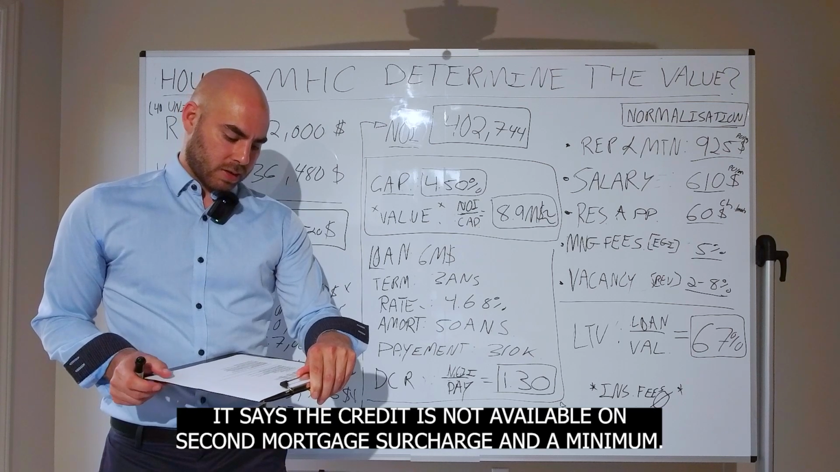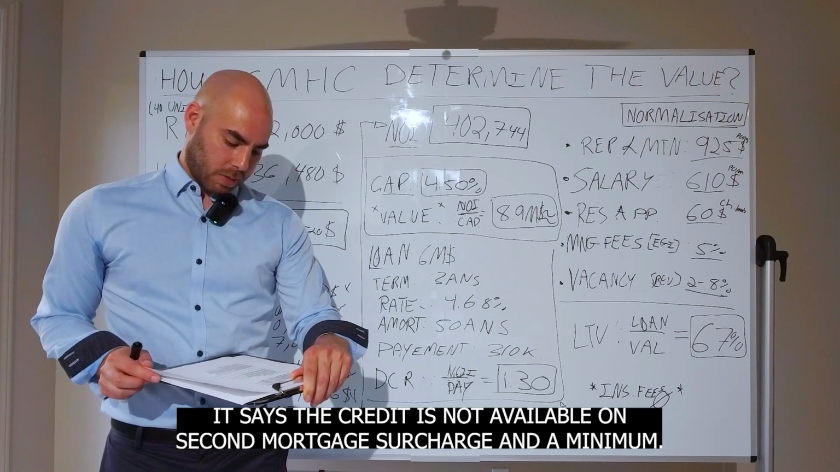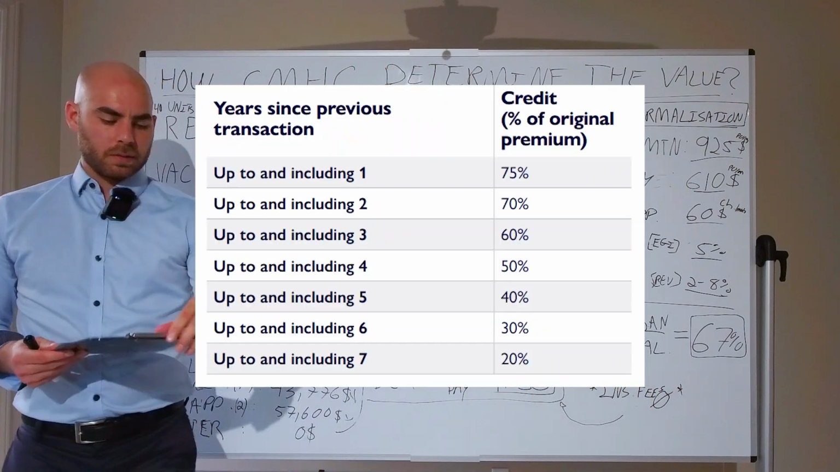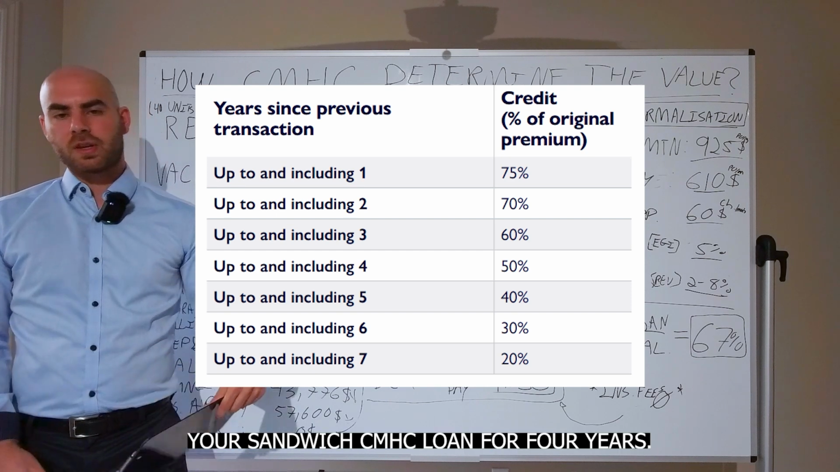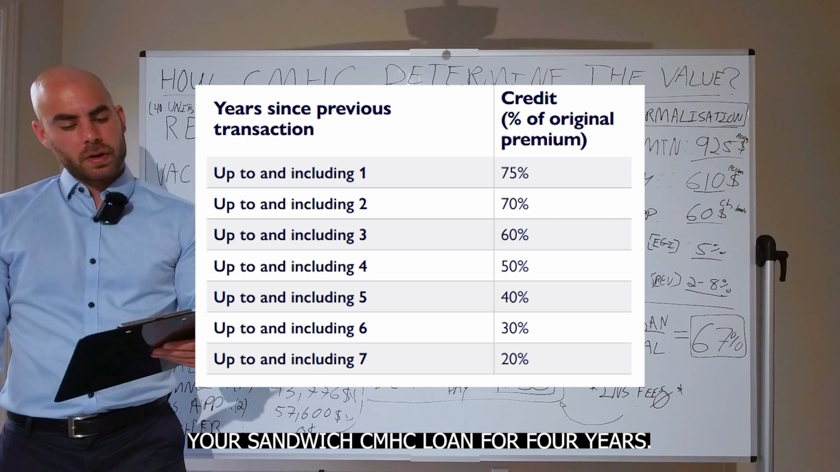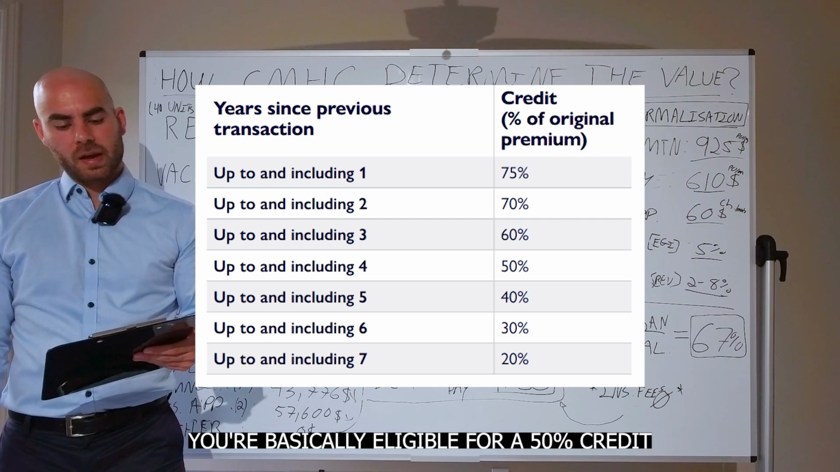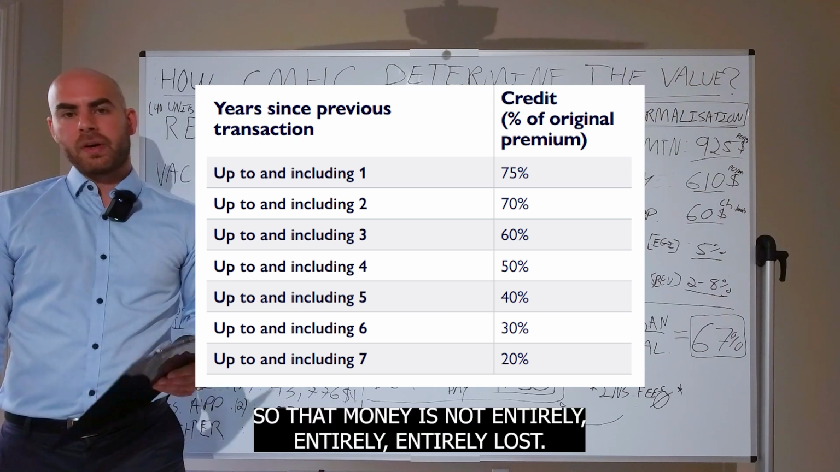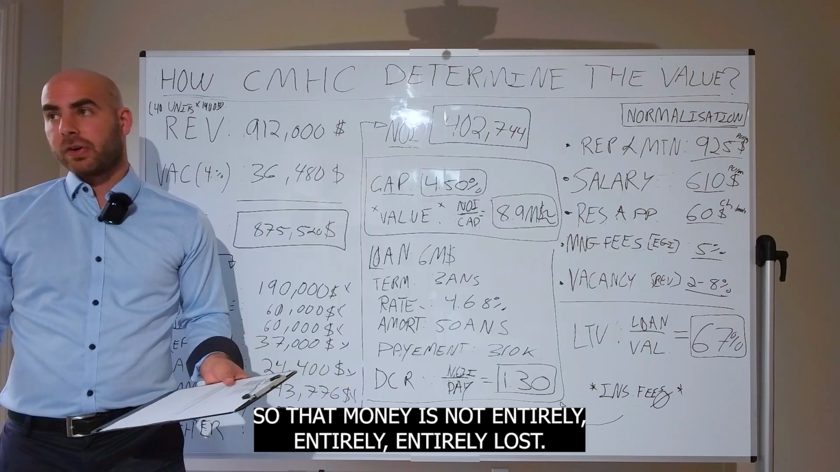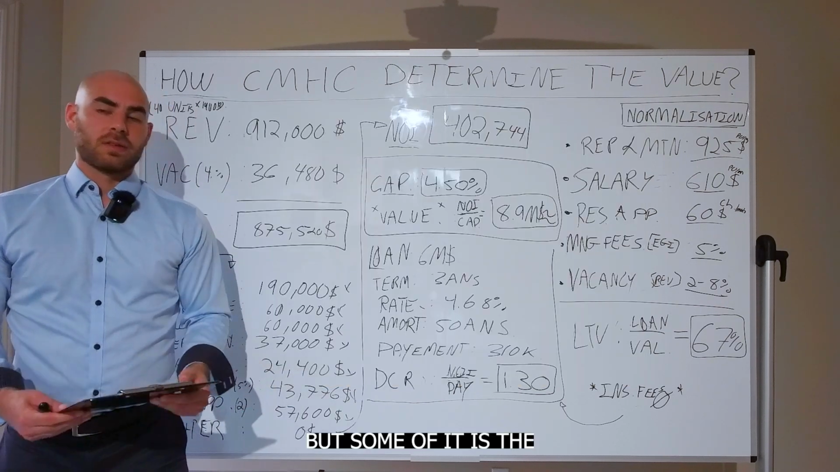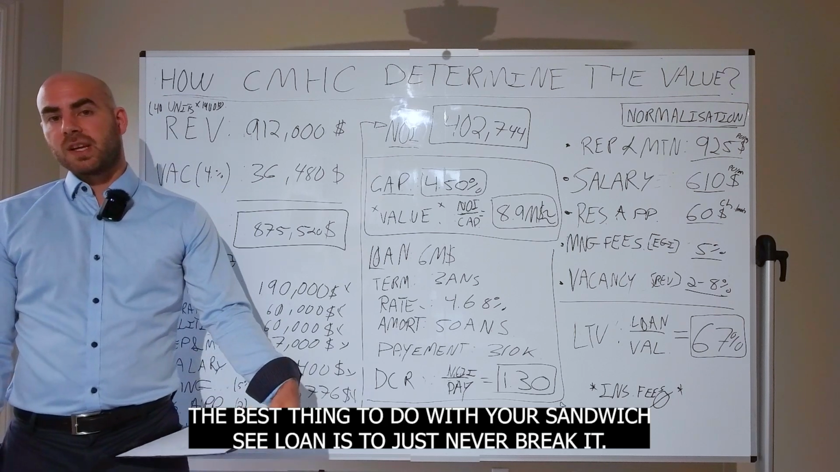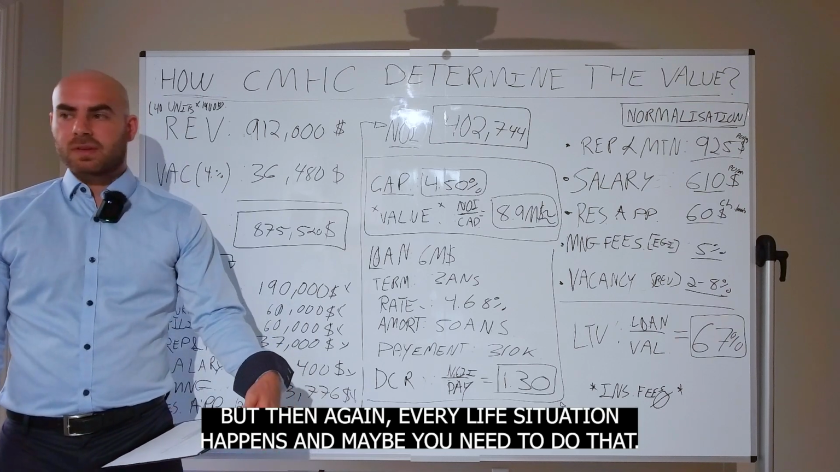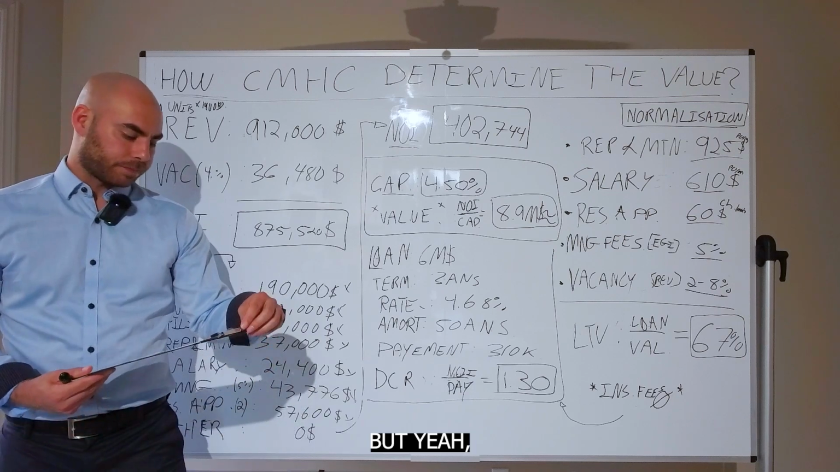There's the other thing. It says the credit is not available on the second mortgage surcharge, and a minimum premium applies. So you basically have another table here. I'm going to put the table on the screen. But let's say you were in your CMHC loan for 4 years. You're basically eligible for a 50% credit on your premium. So that money is not entirely lost, but some of it is. The best thing to do with your CMHC loan is to just never break it. But then again, every life situation happens and maybe you need to do that.